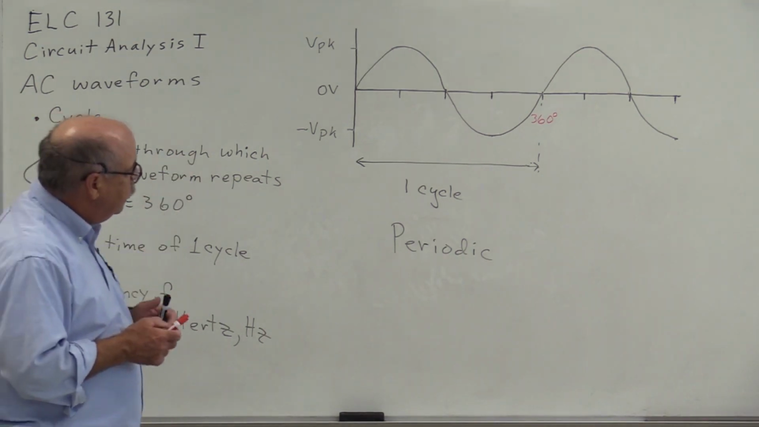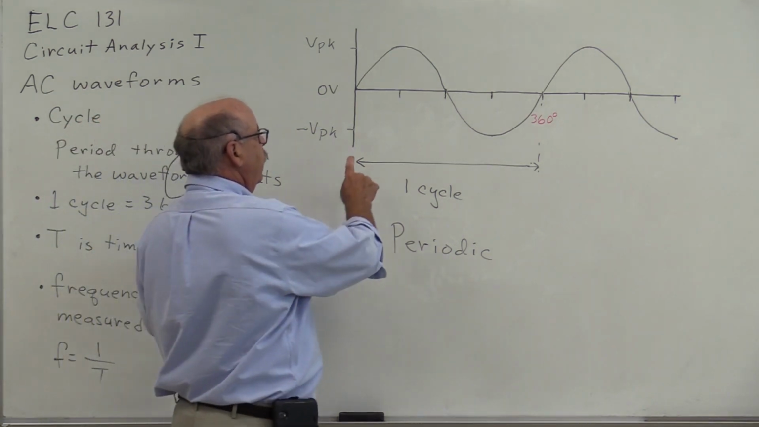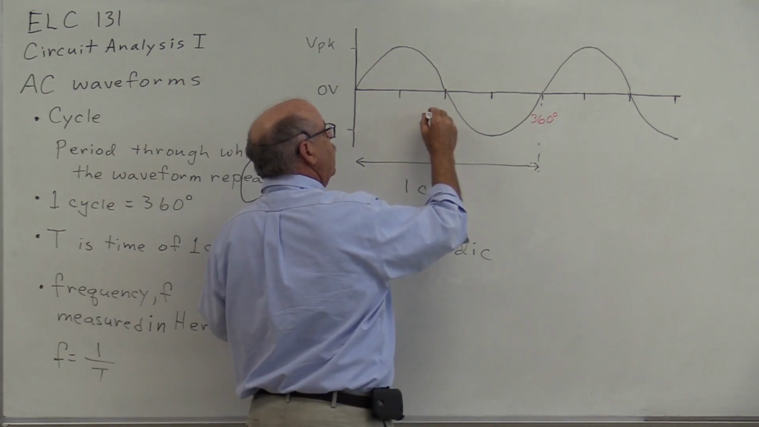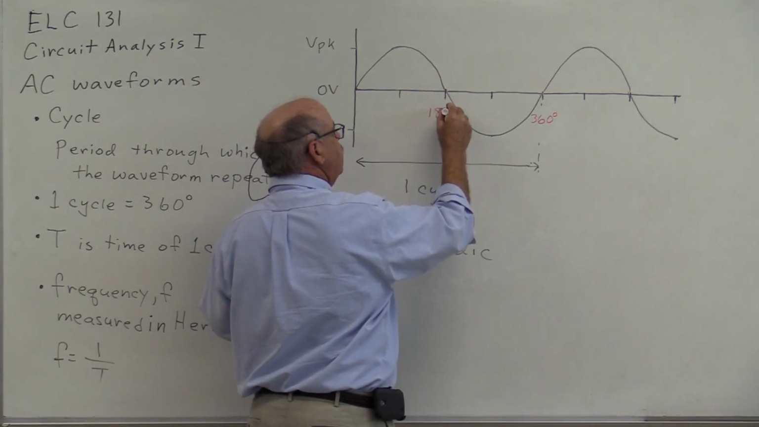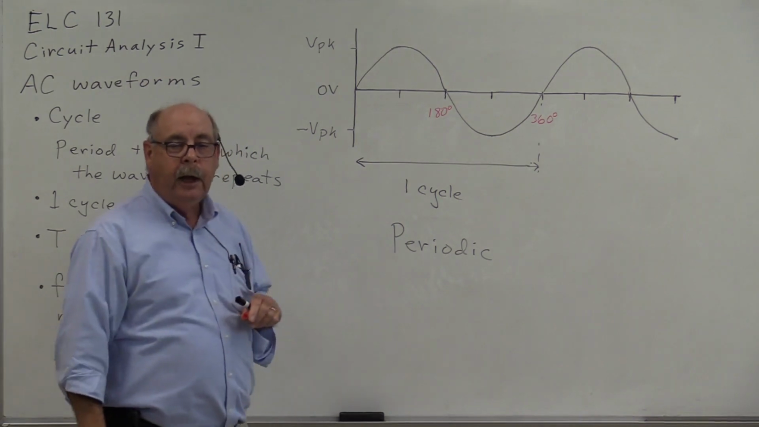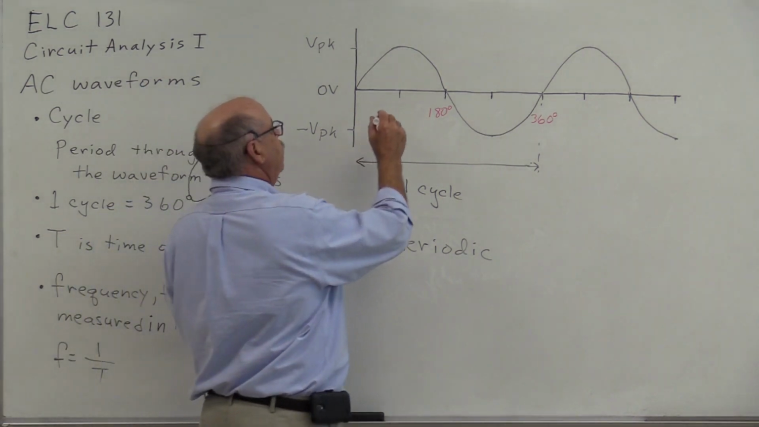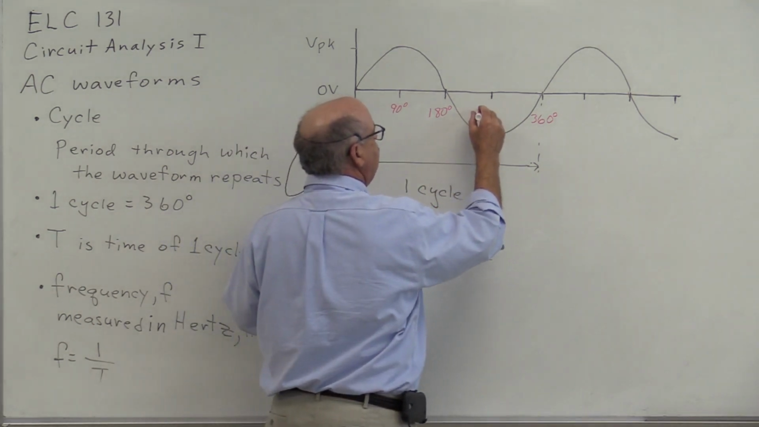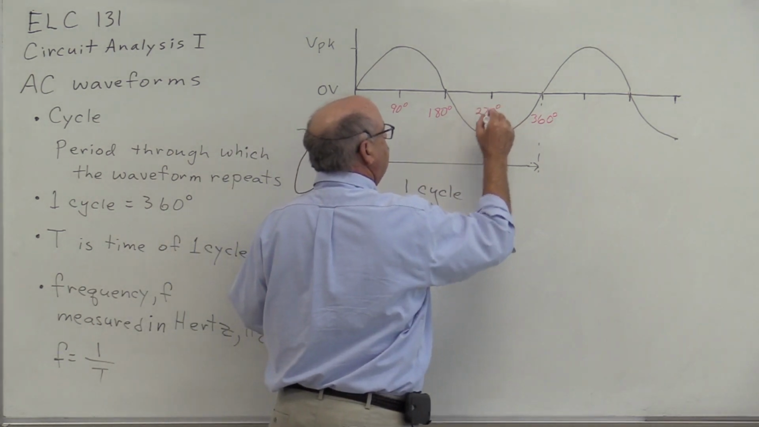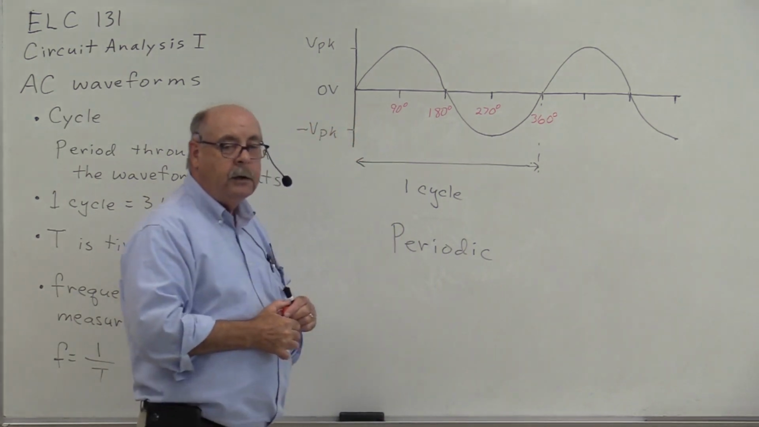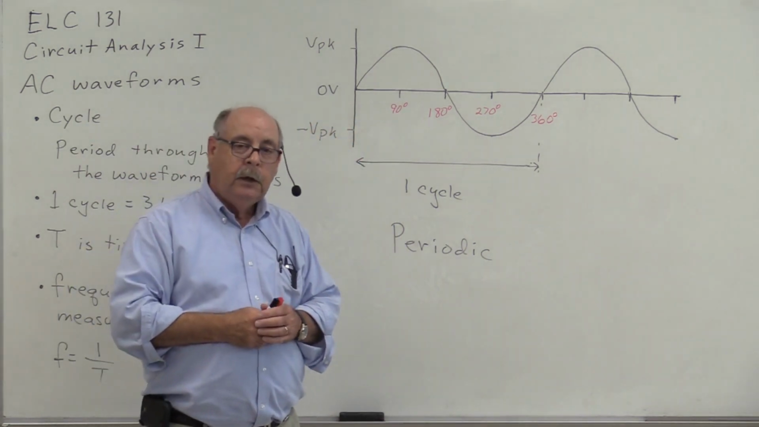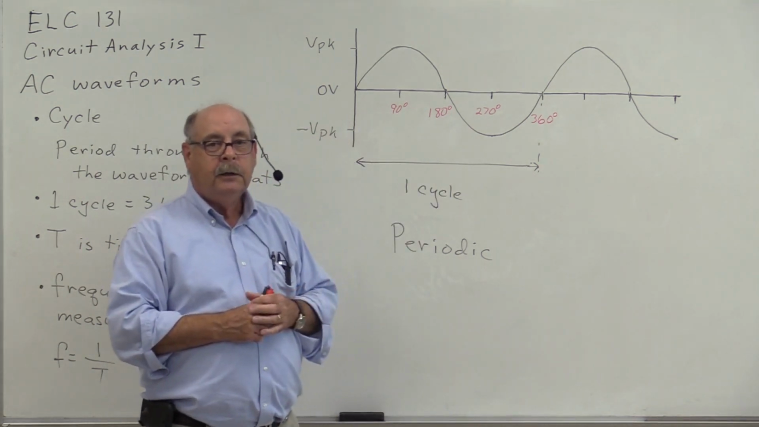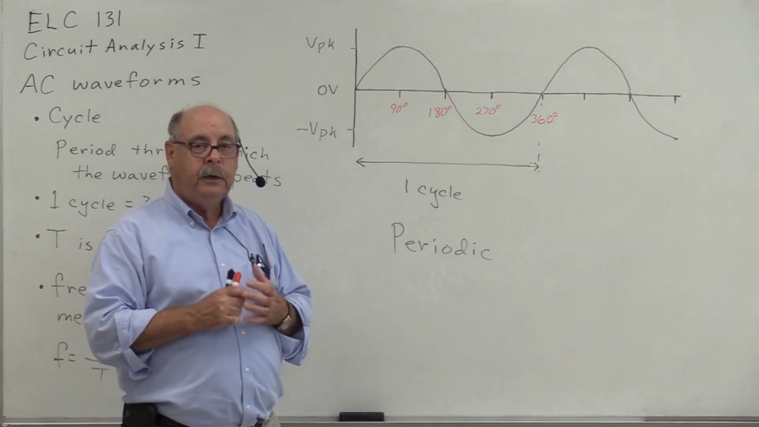Now, looking at this waveform, again, one cycle is 360 degrees, so 1/2 of a cycle is, of course, 180 degrees. 1/4 of the cycle is 90 degrees, and 3/4 of one cycle is 270 degrees. And of course, we can break this cycle down into smaller angular distances if we need to.